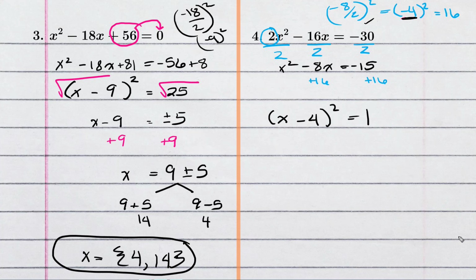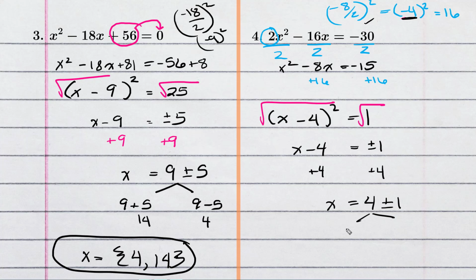Now I'm going to take the square root of both sides. Square root of 1 is 1. So I have a plus or minus 1 over here on the right-hand side. We have x minus 4 on the left. I want to add the 4 to both sides. And so I have x is equal to 4 plus or minus 1.